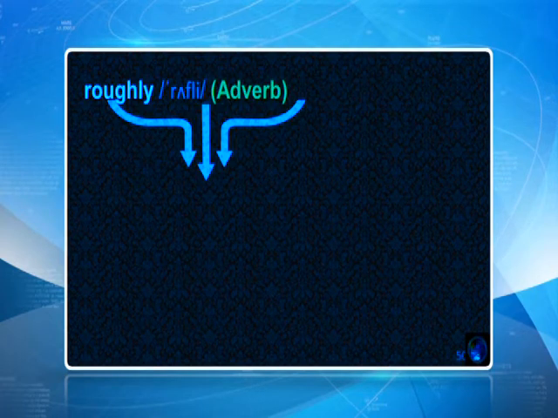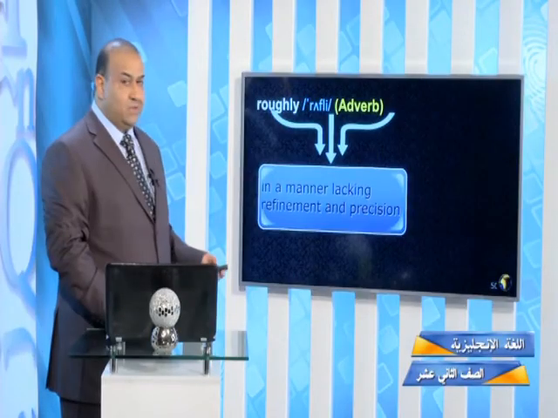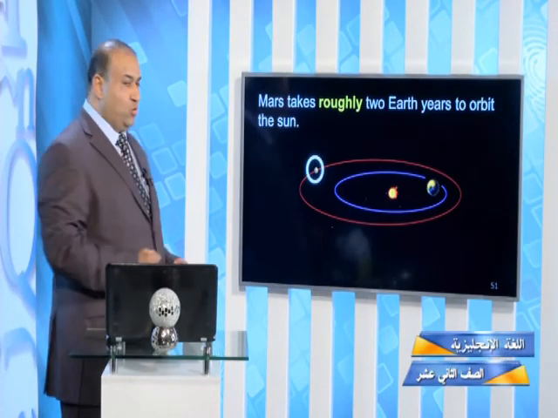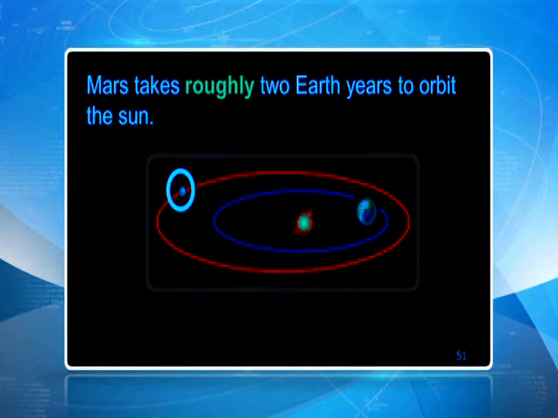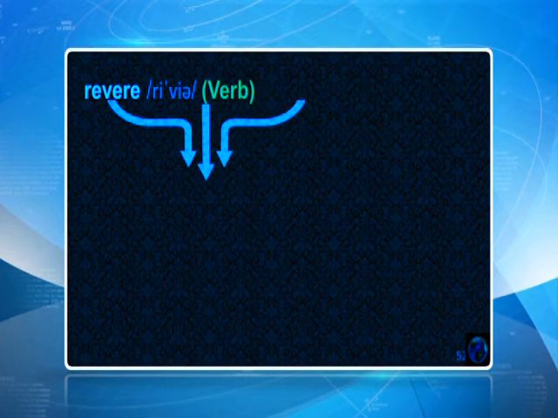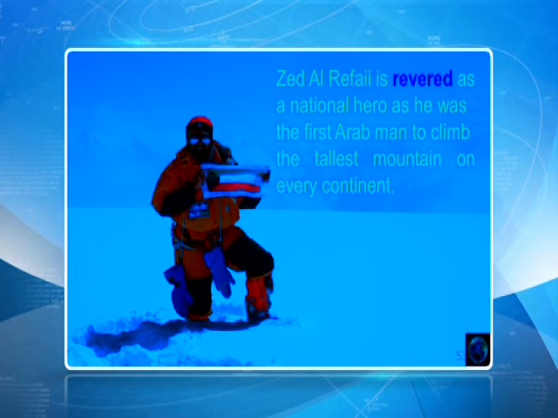The following word is roughly. Roughly is an adverb, which means in a manner lacking refinement and precision. Now let's have an example illustrating the word roughly. Have a look here. Mars takes roughly 2 Earth years to orbit the Sun. The following word is revere. Revere is a verb, which means to feel deep respect or admiration for something. For example, Zaid Alrifai is revered as a national hero as he was the first Arab man to climb the tallest mountain on every continent.